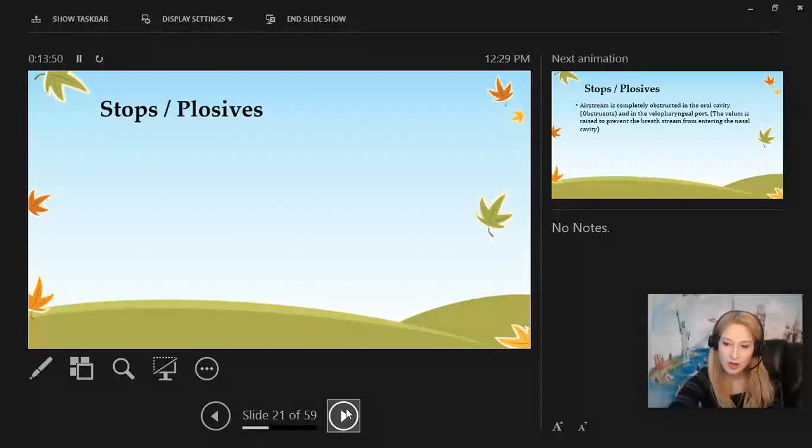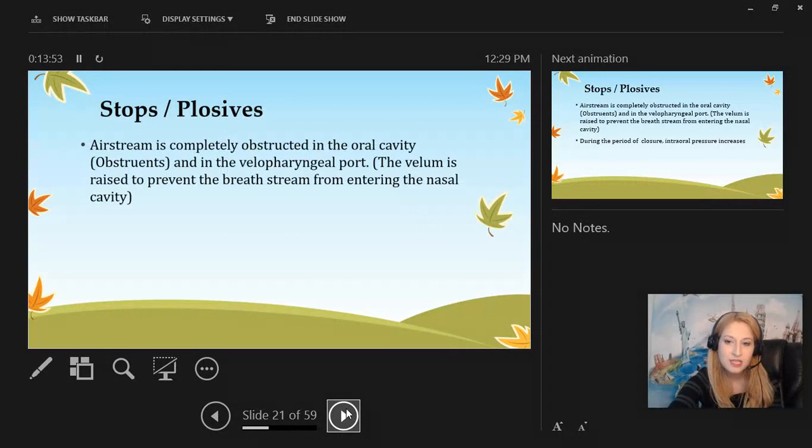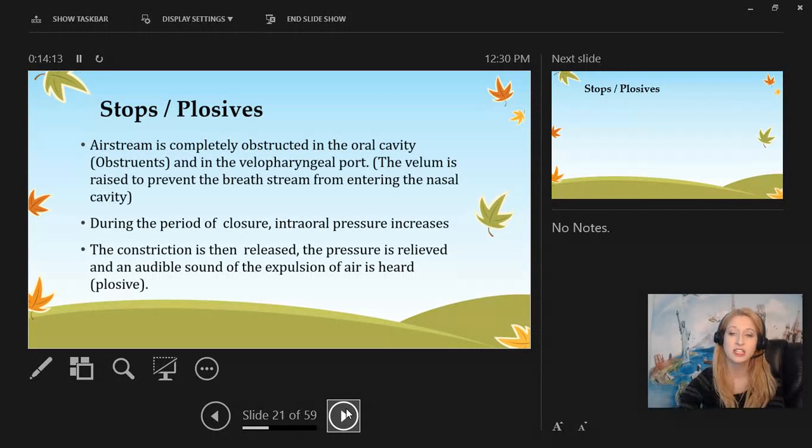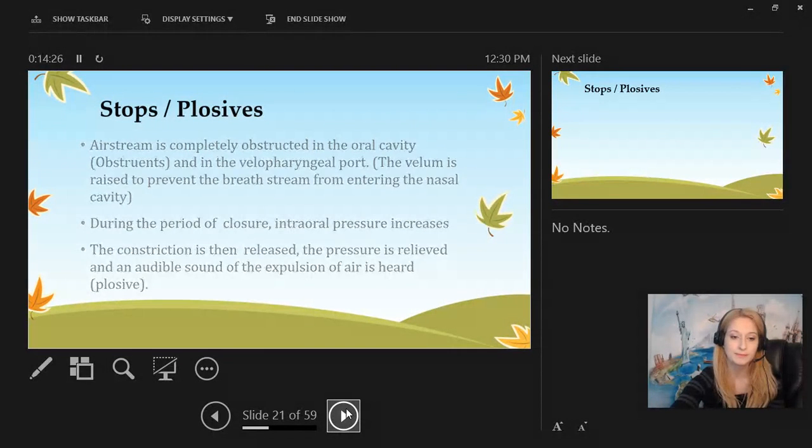So the first category of consonants are the stops or plosives. With these, the airstream is completely obstructed in the oral cavity, so they're called obstruents. And also in the velopharyngeal port, the velum is raised to prevent the breath stream from entering the nasal cavity. During the period of closure, intraoral pressure increases, the constriction is then released, and the pressure is relieved. And when it's relieved, you hear an audible sound of expulsion of the air. So you can hear that air being expelled, and that's the plosive.